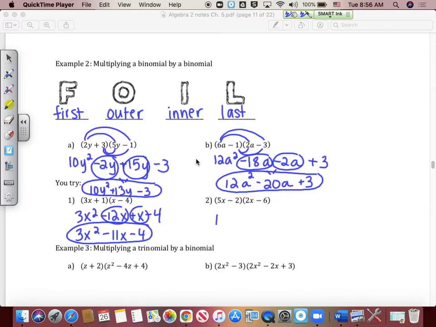The next one will be 10x squared minus 30x minus 4x, and then plus 12. Combining the like terms in the center, negative 30x minus 4x would be negative 34x. This would be 10x squared minus 34x plus 12.